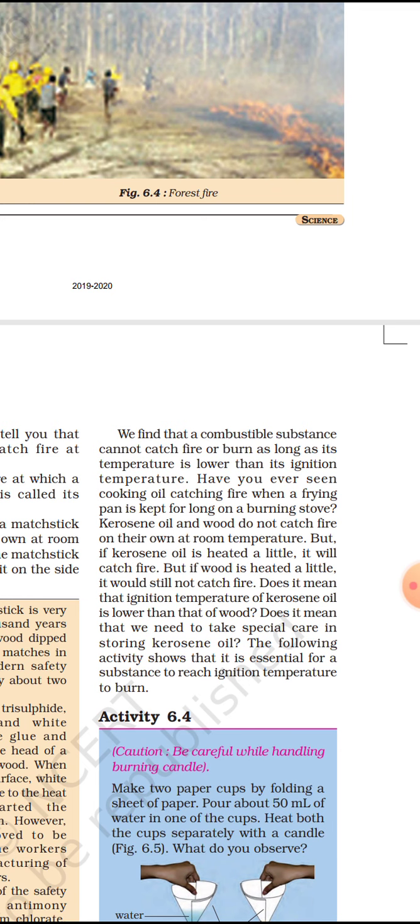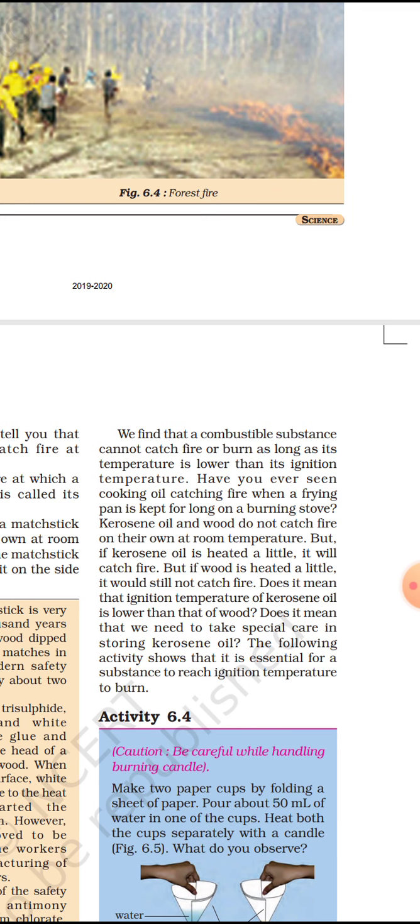Have you ever seen cooking oil catching fire when a frying pan is kept for long on a burning stove? Yes, kerosene oil and wood do not catch fire on their own at room temperature, but if we heat the kerosene oil, it can catch fire because of the heat. So it means that we need to take special care in storing kerosene oil.